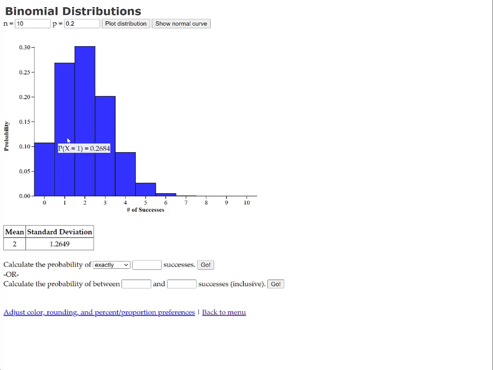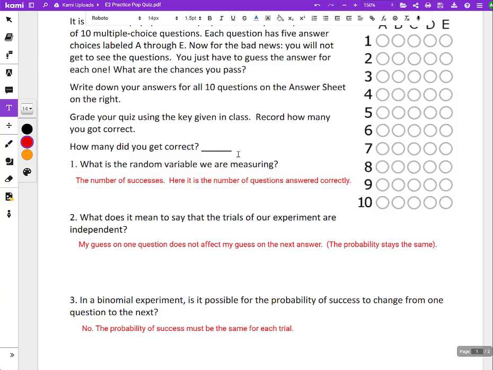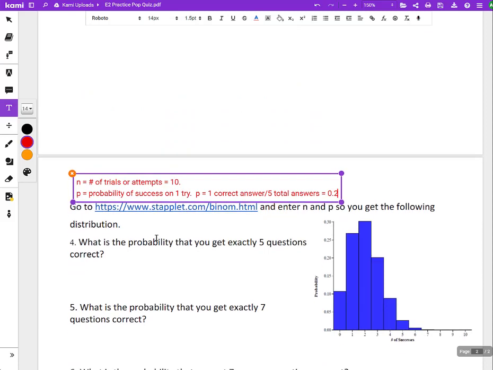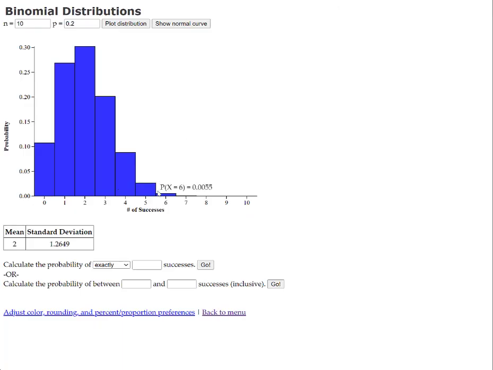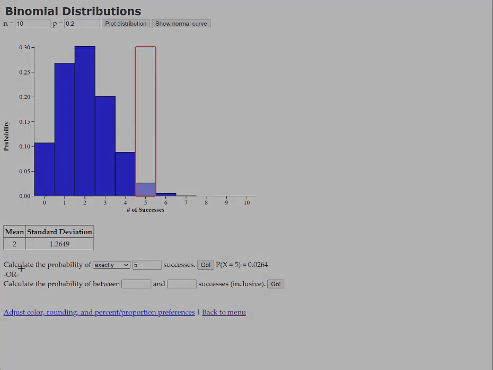Now you can actually float over the bars, and it tells you the probabilities of getting these questions right. So the probability you get 0 right is 10.74% or 0.1074. Now we're going to go ahead and look at the math involved in getting these answers. What is the probability that you get exactly 5 questions correct? You have a couple options. I could just float over the 5. It's 0.0264. I could also choose exactly 5, and you can see it gives that to me right here, and it highlights the bar up there too.